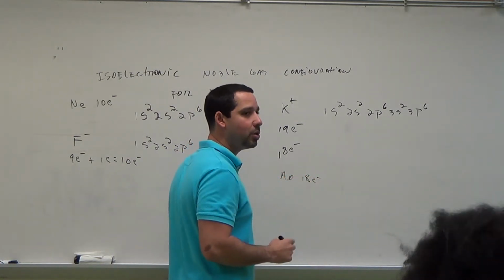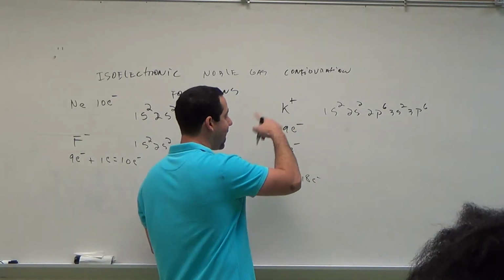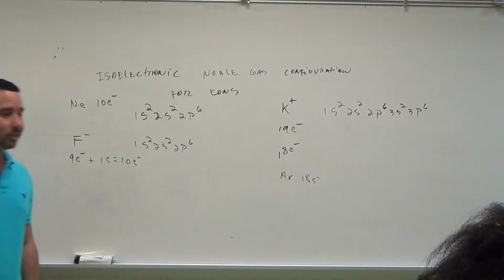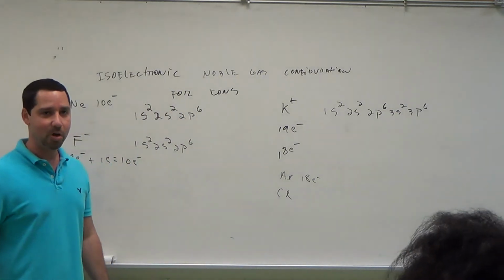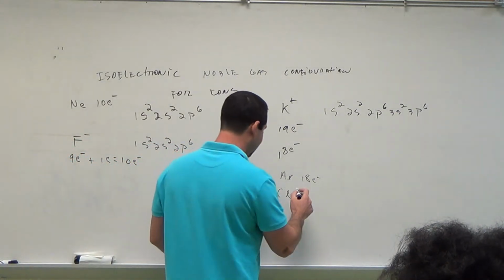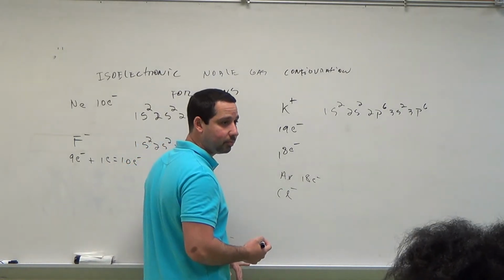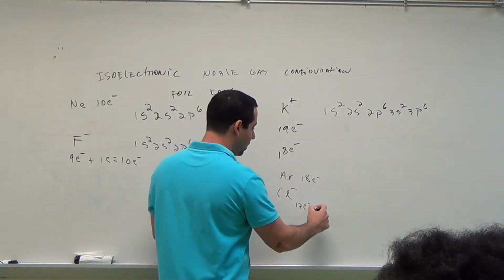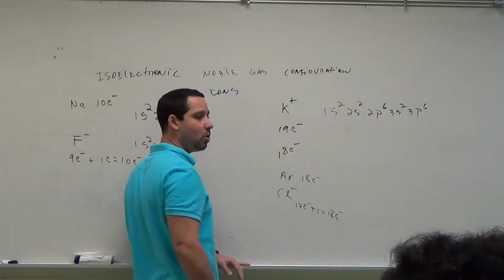Which one is the other noble gas configuration that is isoelectronic to this? Chlorine? Cl minus. Outstanding. Cl has how many electrons normally? 17. But since it has this one, it gains one more to become 18 electrons. So it has that same noble gas configuration.